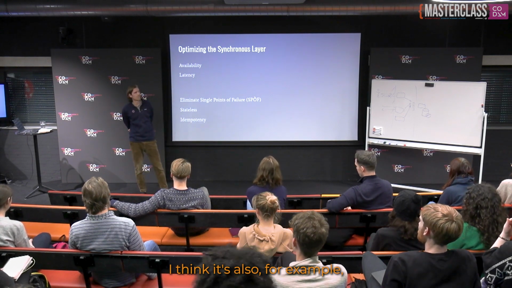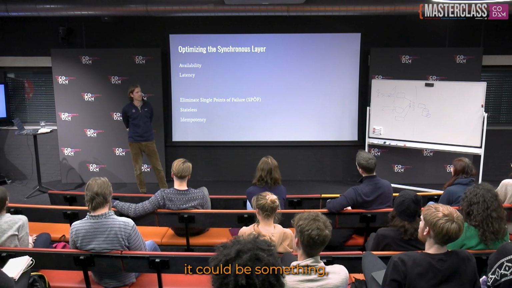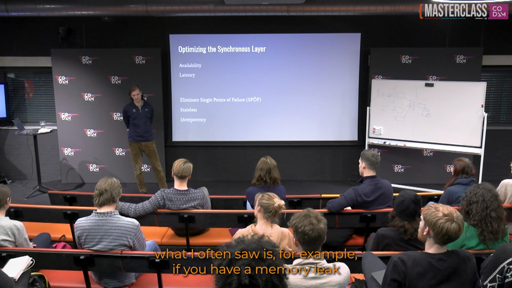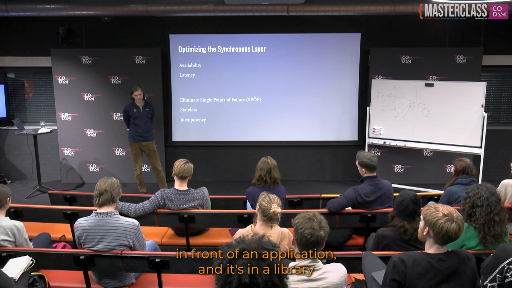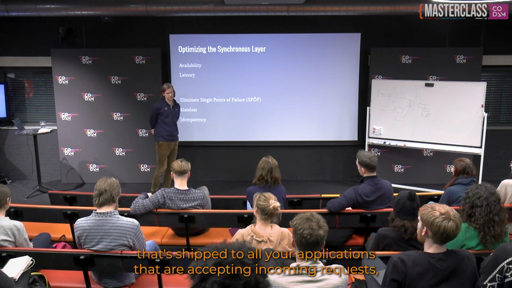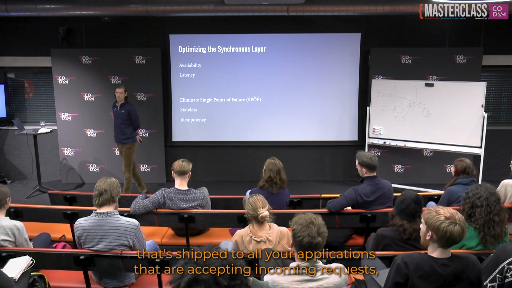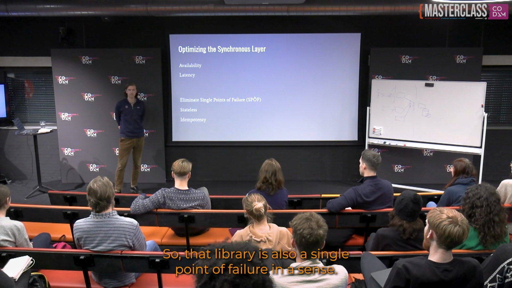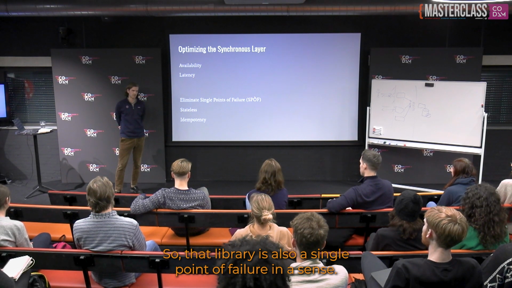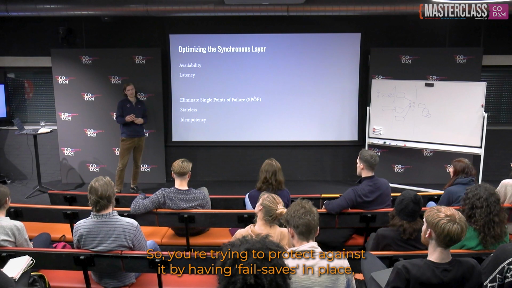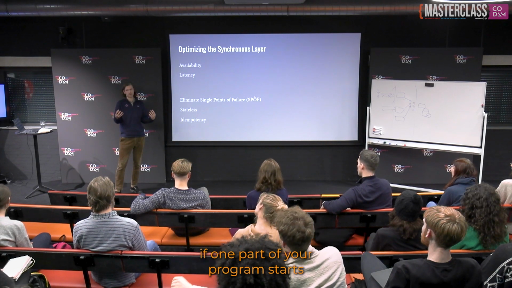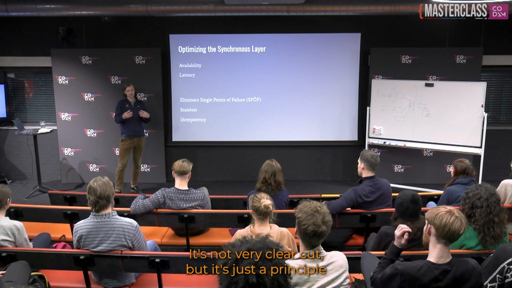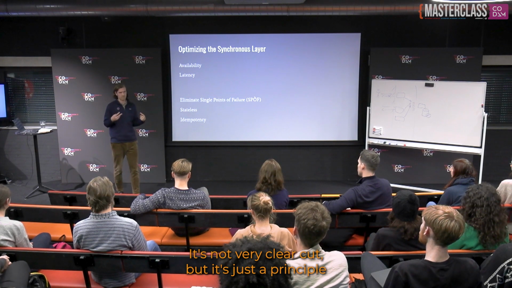It could also be something I often saw: for example, if you have a memory leak in a front-end application, right? And it's in a library that's shipped to all your applications that are accepting incoming requests. That means that all your applications will have out-of-memory issues, right? So that library is also a single point of failure, in a sense. So you're trying to protect against it by having fail-safes in place, so that if one part of your program starts consuming a lot of memory, you box it in somehow, right? So it's not very clear cut, but it's just a principle to keep in mind when you're designing.